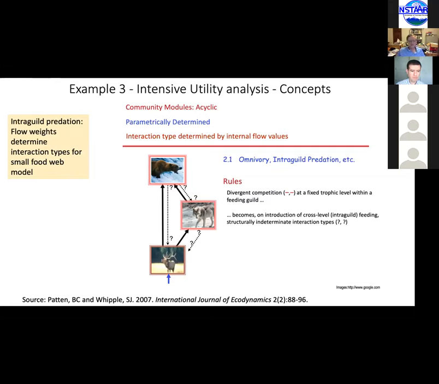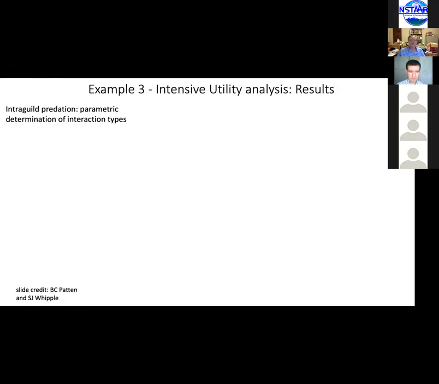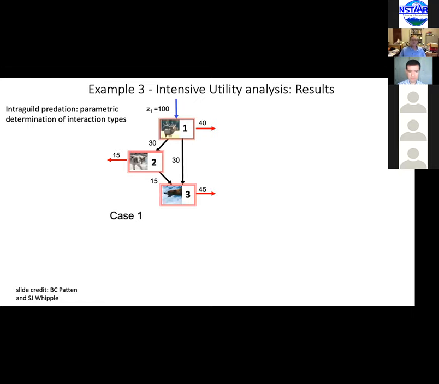And it turns out that when you look at the analysis, this sort of structure, the flow weights, for that particular model actually determine what the interaction types will be. One of the first papers that was done on that, Patten and Whipple, called this parametric determination. So if we show this as an example, we've got two cases. So here's a quantified example of that same exact model. Okay, the question is what is the relationship between the bear and the caribou in this case?